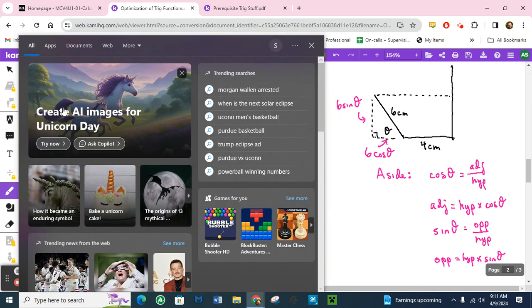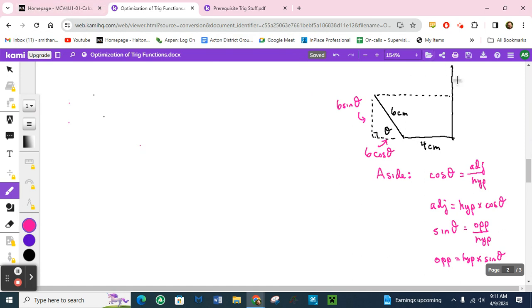Oh my gosh. Windows 11 news is just popping up everywhere.